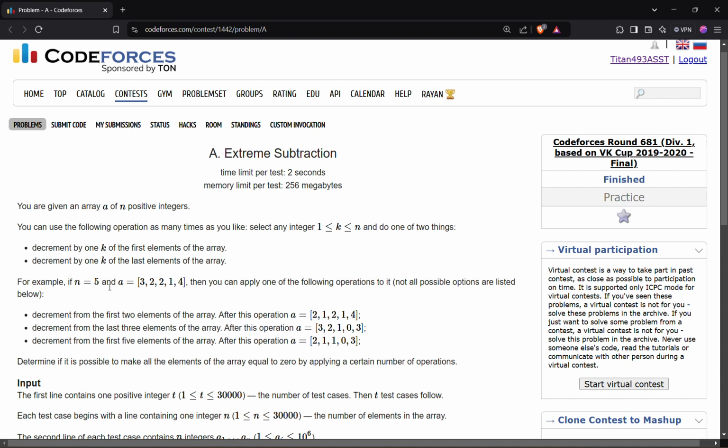for example, if n is equal to 5 and A is equal to this array, then you can apply one of the following operations to it. Not all possible options are listed below. If you decrement the first two elements of the array, so you are choosing k equal to 2, then 3 goes to 2 and 2 goes to 1, so it will be 2 1 and the remaining part of the array will remain the same. You can go over these two examples as well.